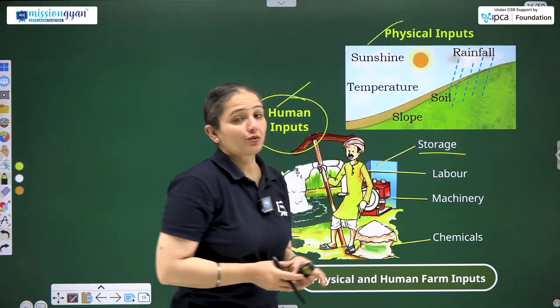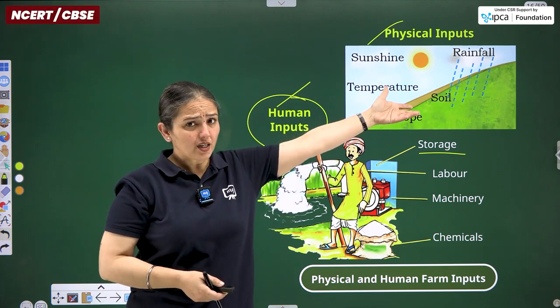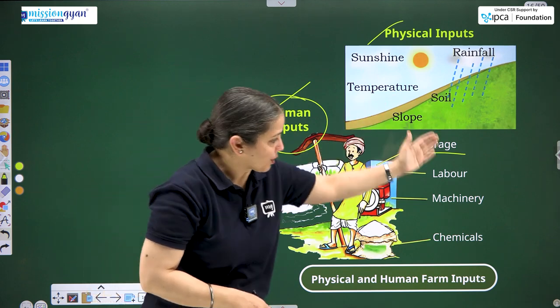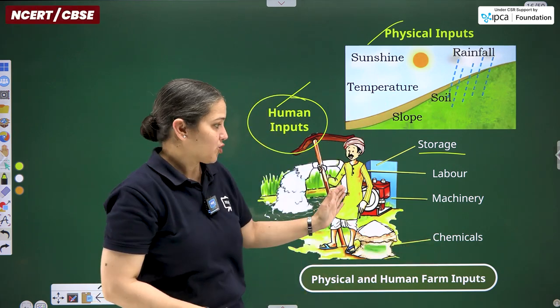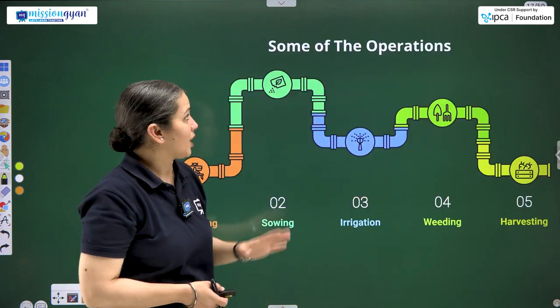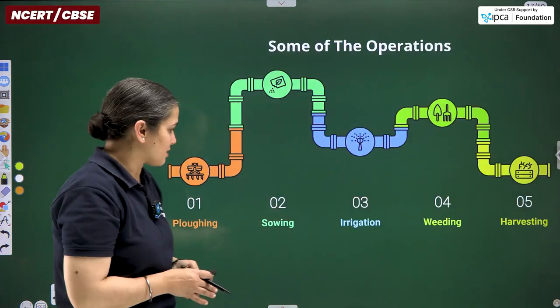So two types of inputs are required: physically, naturally occurring inputs, and human inputs, where humans put in their efforts, because humans are the ones who use all these features. Moving ahead, some of the operations within the farm system we are discussing.